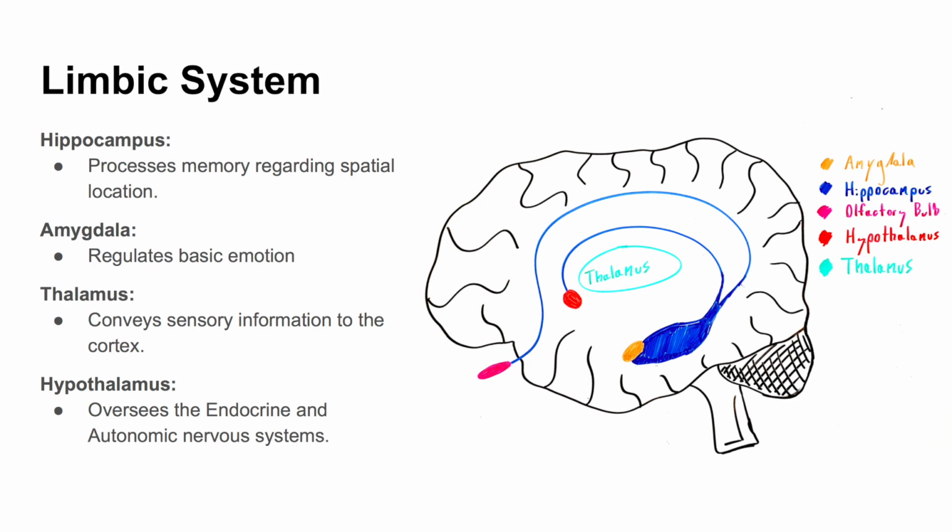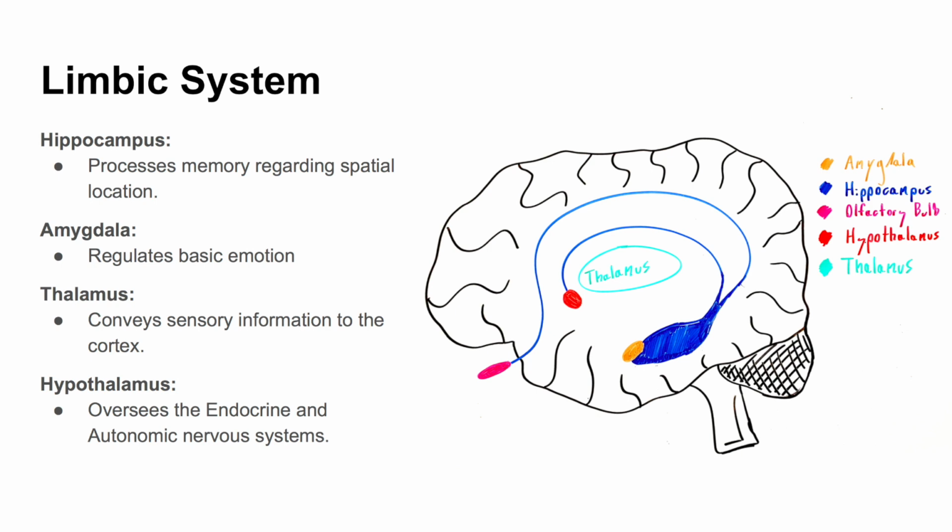Next, the hypothalamus oversees the endocrine and the autonomic nervous system. So hypo means less or under, and hyper means over or more. So the hypothalamus, I think of it as controlling everything under the thalamus. So the thalamus controls the brain, where the hypothalamus controls everything under the brain through the autonomic and endocrine systems.